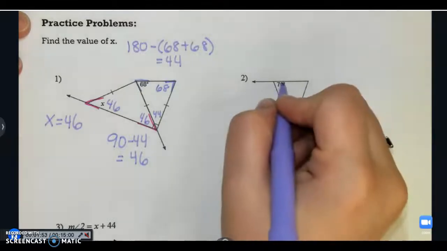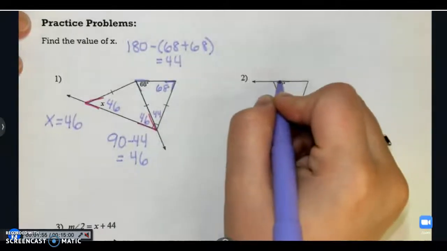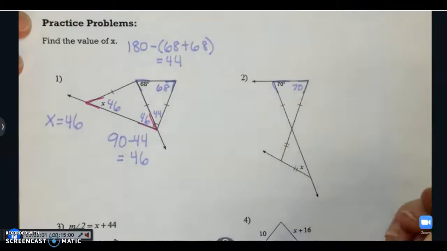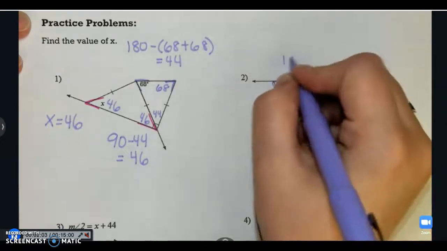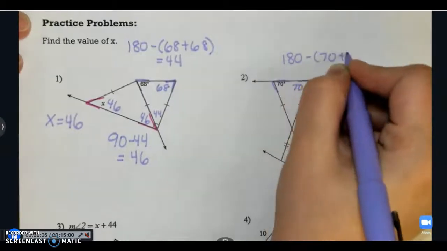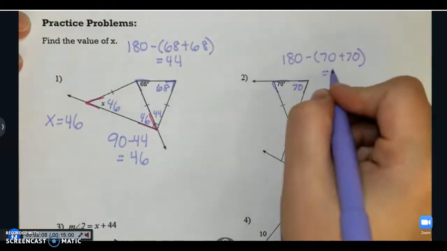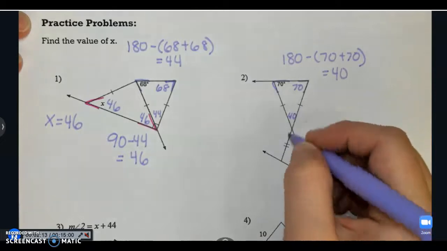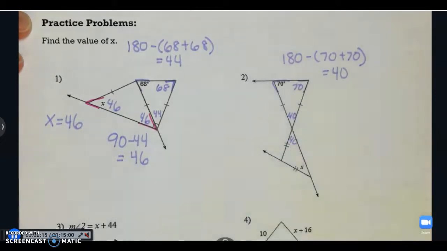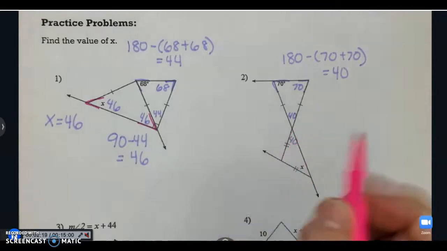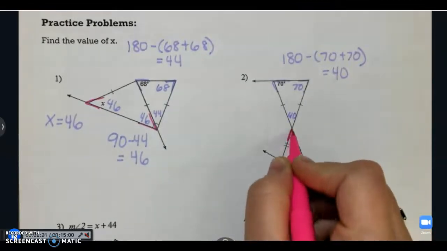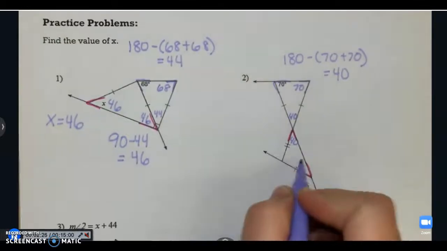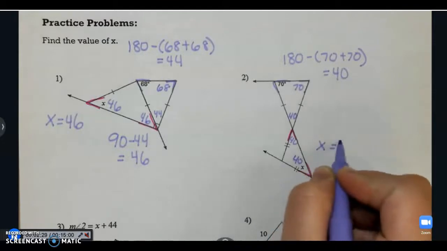On to example 2. I have my tick marks that tell me this 70-degree angle and the other base angle are congruent. So that means this angle is 70. If I know those two angles, I can find the third angle by subtracting their sum from 180. And that's going to leave me with 40. So this is a 40-degree angle. And I have vertical angles here. So this one's also going to be 40 degrees. And looking at the tick marks on my bottom triangle, these pink angles are my congruent angles. So this other angle is also 40 degrees, which means x is 40.